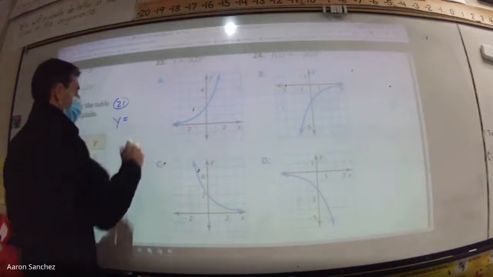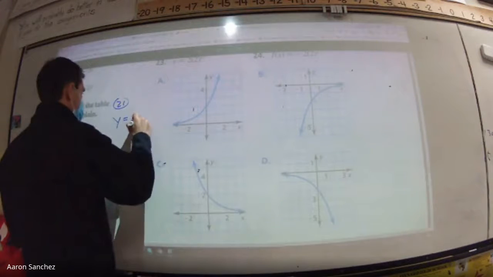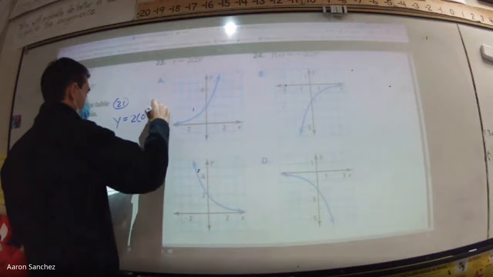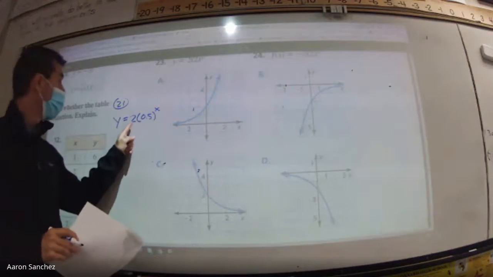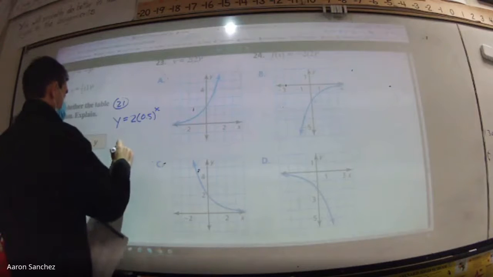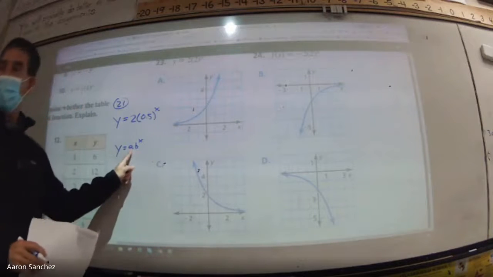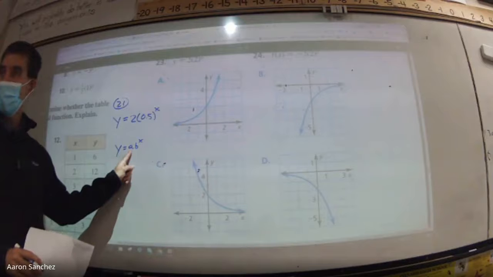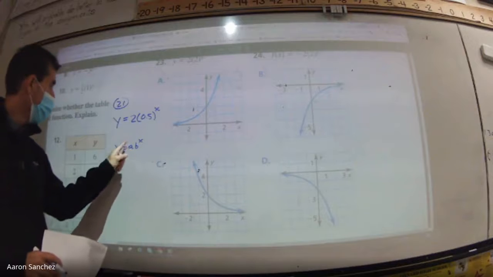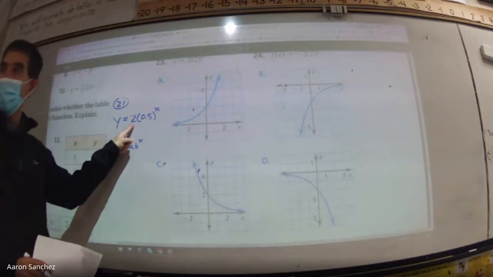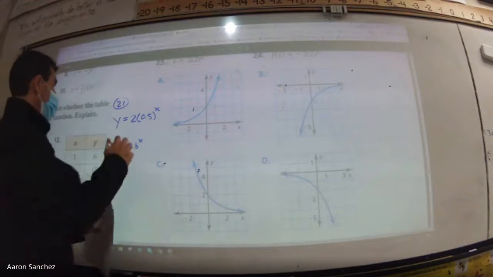The equation I have to match with the graph is y equals 2 times 0.5 to the x. Okay? Remember, this is my y equals a b to the x. Remember, this a, this first number, is the y-intercept. This a has to cross at, my a is 2. Right? So you see a equals 2 here. So a equals 2.